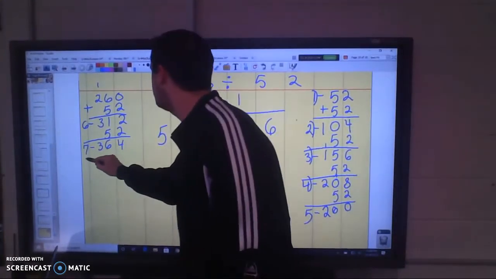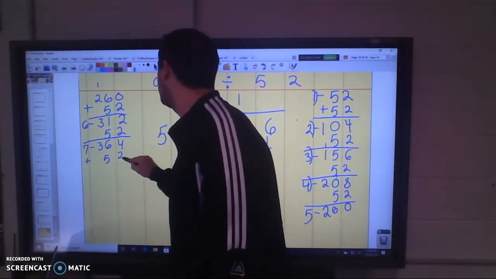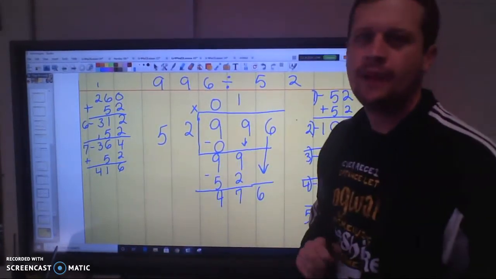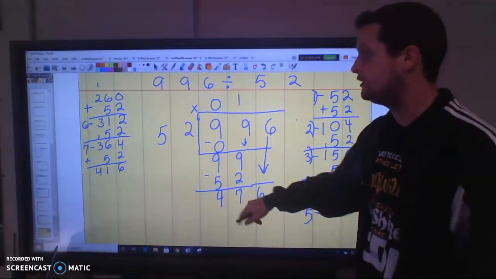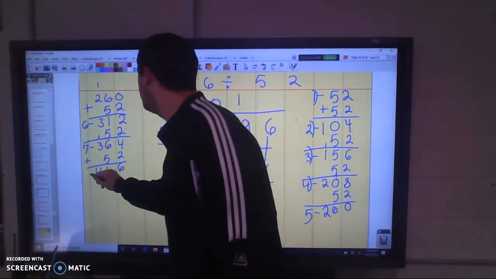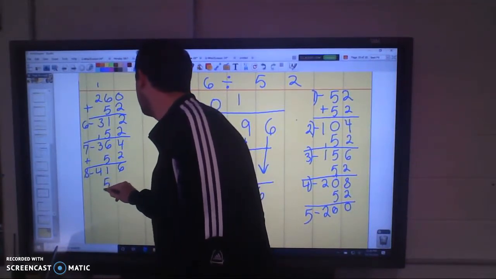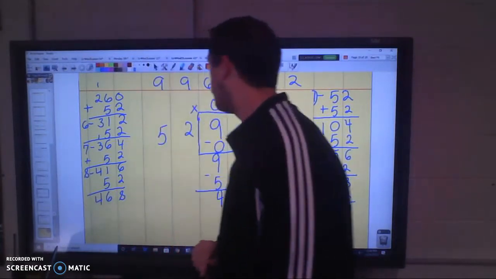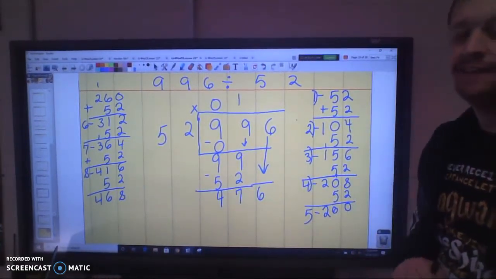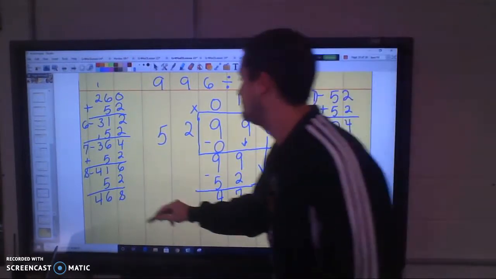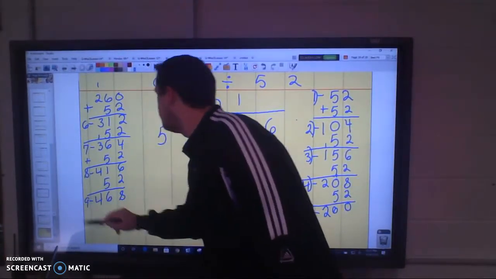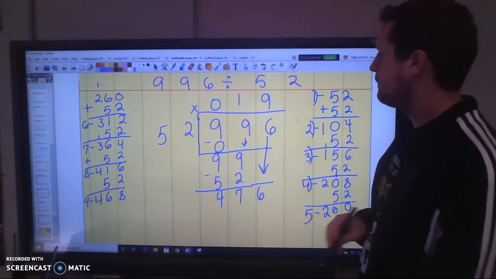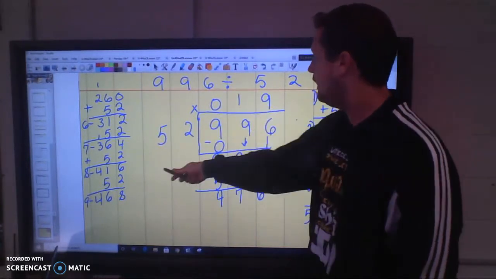Still think we can get closer. That's 416. We're in the 400s now. That was our 8th multiple. Let's go one more and see what we get. 468. That is really close. That is as close as we're getting, and that's the 9th multiple. So we're going to put 9 up here. 52 times 9 was 468.